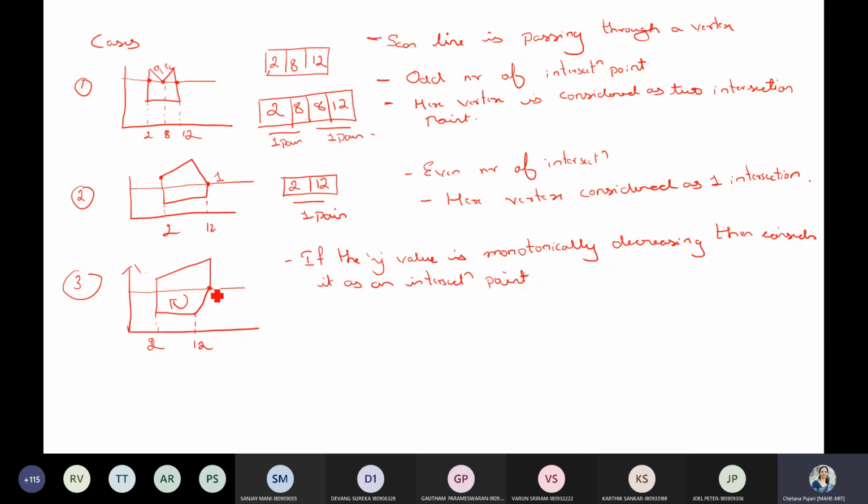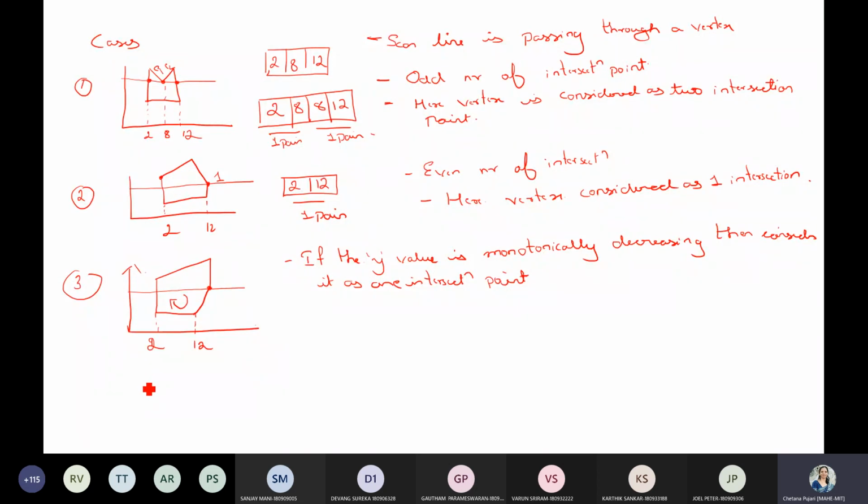If I'm using the clockwise direction, then you have to check: if this is an intersection point, observe the y values. If the y value is decreasing with respect to the intersection point, then you are going to consider it as one intersection point. It slowly decreases in this way. Whereas if you consider this example, here the y value is decreasing and here the y value is increasing, right? So the condition is not satisfied. Hence we are going to consider it as 2. Whereas in this case, the y value is decreasing when you are going clockwise.